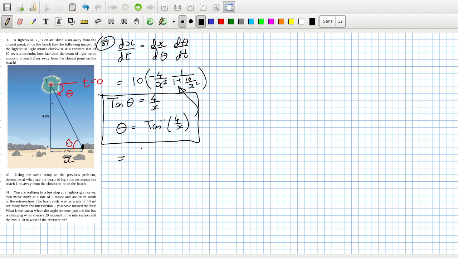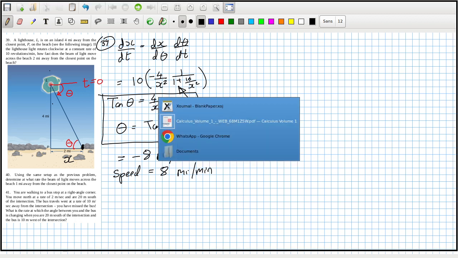So let's grab the calculator here. Minus 4 over 2 squared, times 1 over 1 plus 16 over 2 squared, times 10. So that's minus 8 miles per minute. So the speed is 8 miles a minute. Let's check the answer.